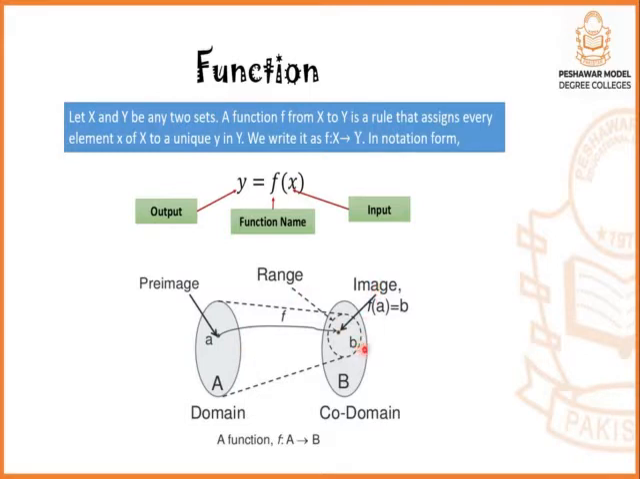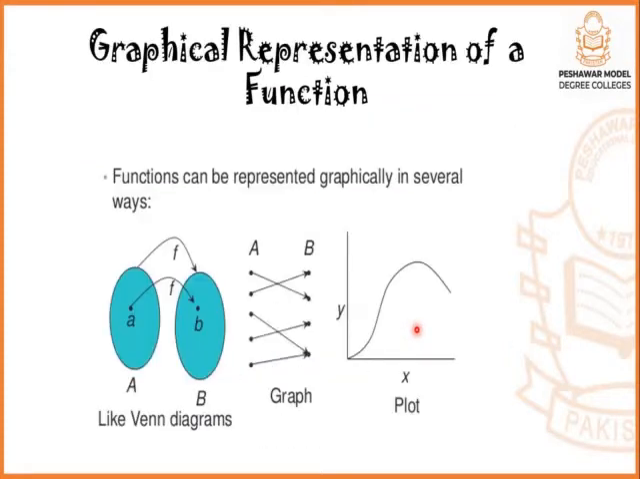Now what is a range? Range is basically the subset of codomain. All the elements of set B which have pre-image is called range. From this visualization we say that f is a function from set A to set B, so we write it as f of A is equal to B. Functions can be represented graphically in several ways like Venn diagrams, graph, and plot.